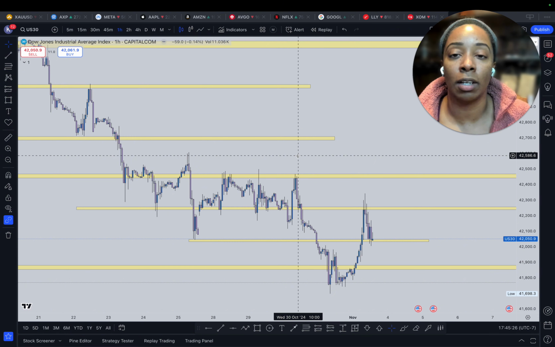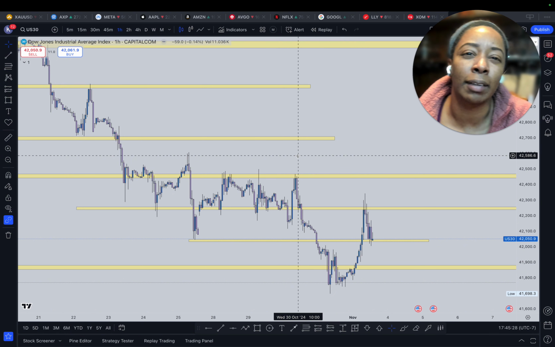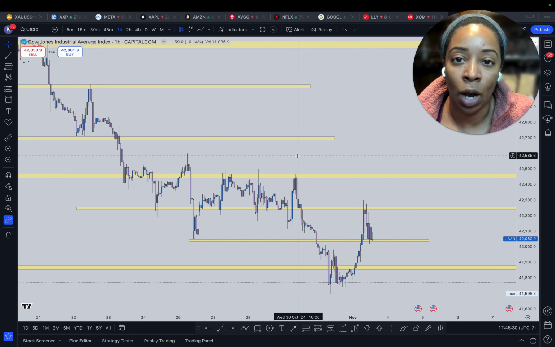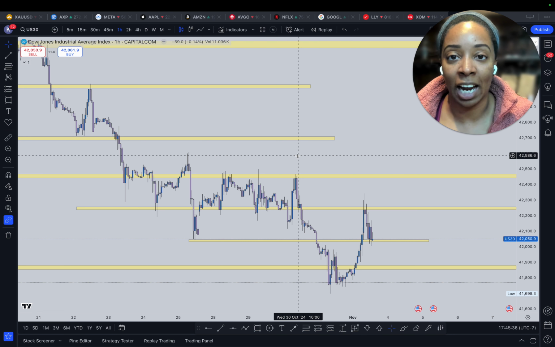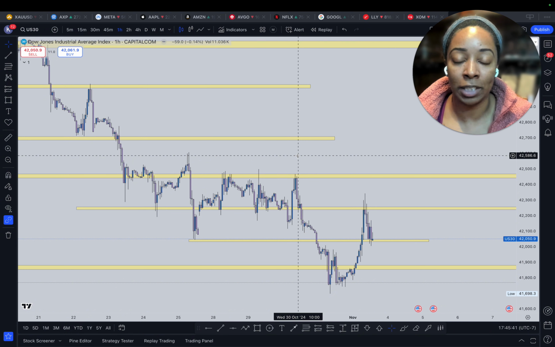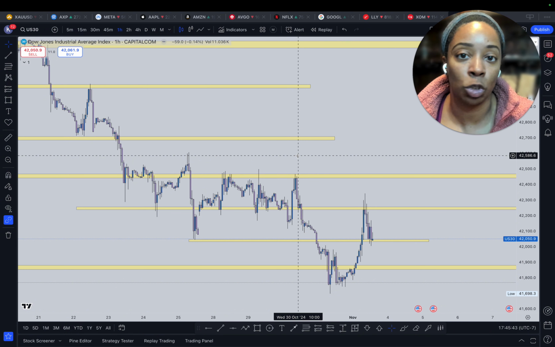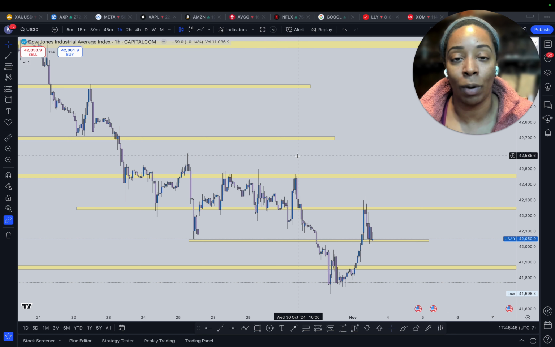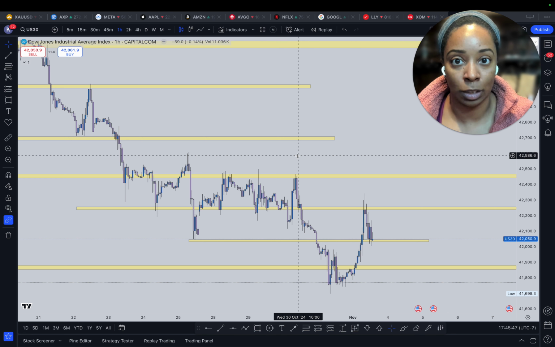FOMC is basically the Federal Open Market Committee where they figure out whether or not we are going to have a rate cut, and if so, by how much. So based on a lot of things that I've been reading, it seems that the rate cut can either be 0.25%, which is 25 basis points, or 0.5%, which is 50 basis points.